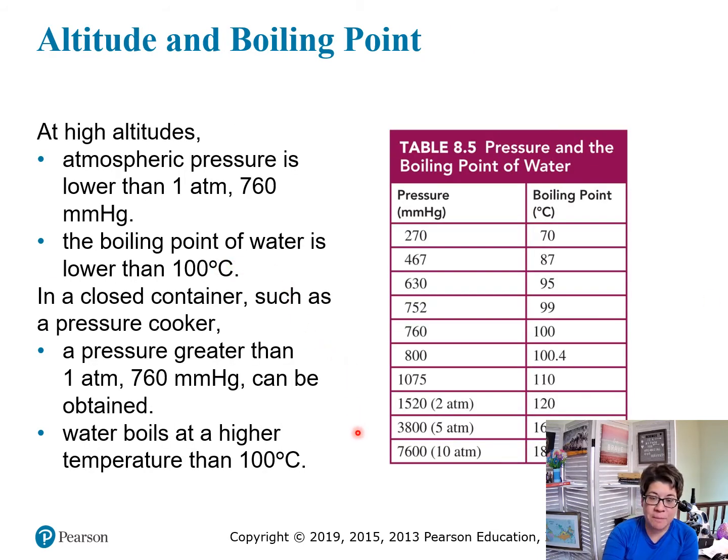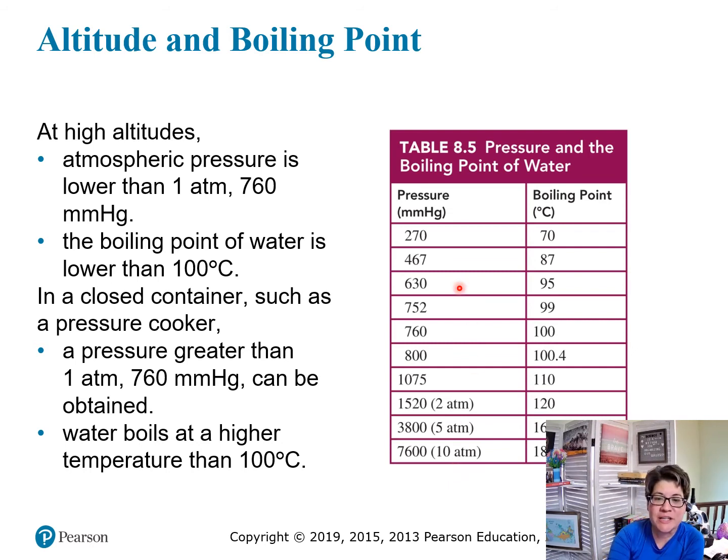Also, altitude matters. If you've ever noticed the back of containers where there are baking directions, like on a box of brownies or cake, it might have different instructions if you live at different altitudes. And that's because your atmospheric pressure is also going to affect how water boils and how the cooking process goes.